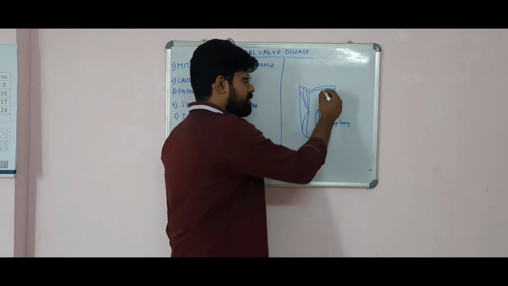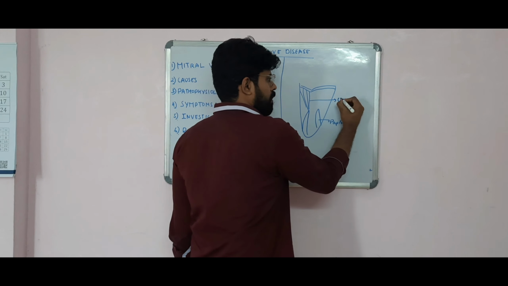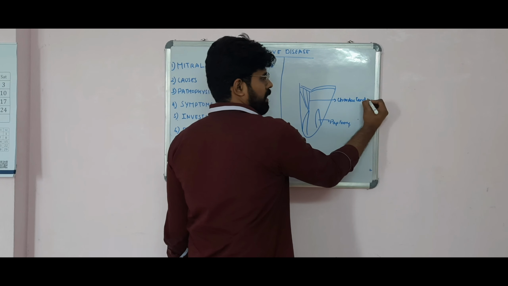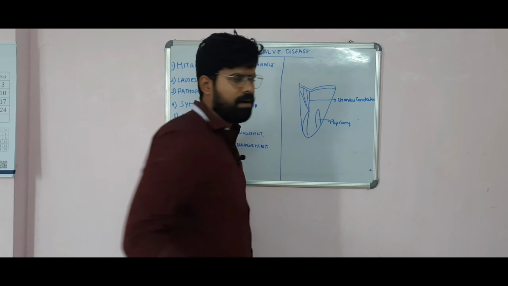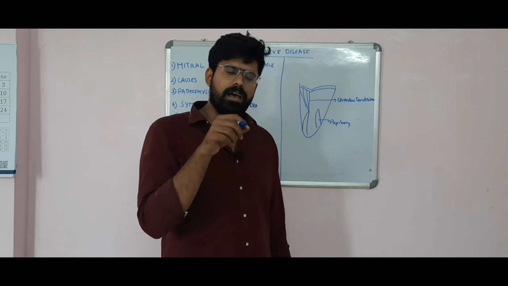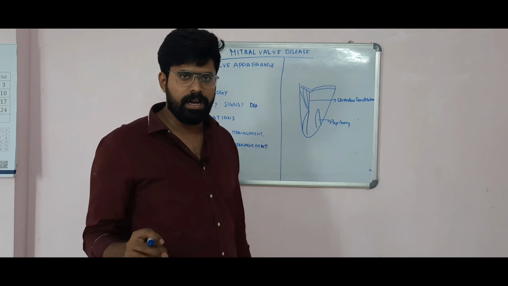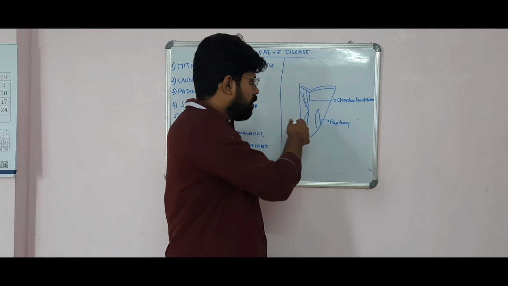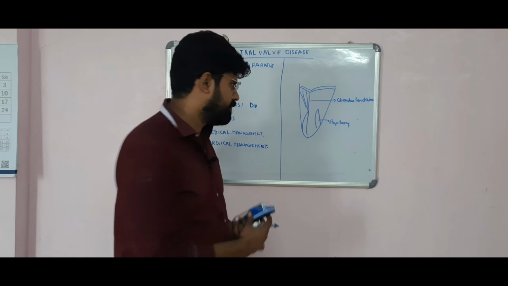The papillary muscle is connected to the valve leaflets with the help of chordae tendineae. There are three types of chordae tendineae: the primary, secondary, and tertiary. The primary is attached to the tip of the leaflets, and then to the base and to the surrounding areas. So you have the primary, secondary, and tertiary chordae tendineae, the two mitral leaflets, anterior and posterior, and the two papillary muscles. Together, they form the mitral valve apparatus.